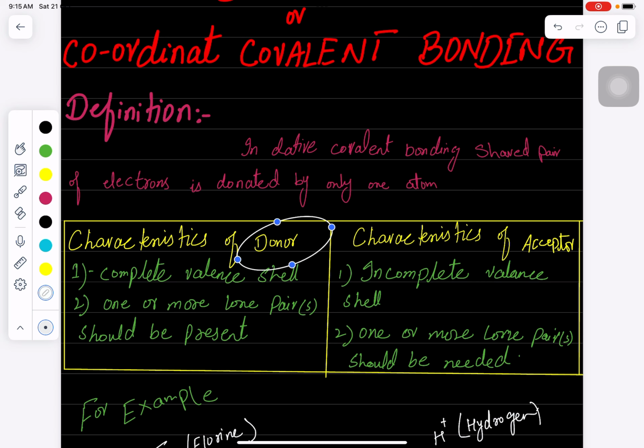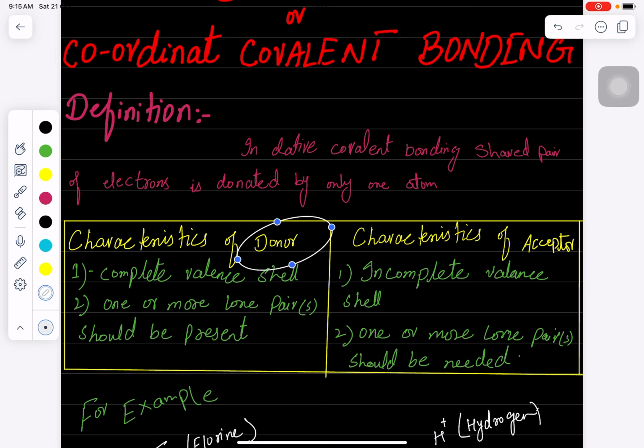Now what are the characteristics of a donor? How can we distinguish that it's a donor and it's an acceptor? First of all, the donor has a complete valence shell. And number two, one or more lone pairs should be present. Lone pairs mean the electrons which do not take part in chemical bonding. We have already discussed what lone pairs are and what bonding pairs are. Now the characteristics of an acceptor: it should have an incomplete valence shell, and it should need one or more lone pairs to complete its valence shell.